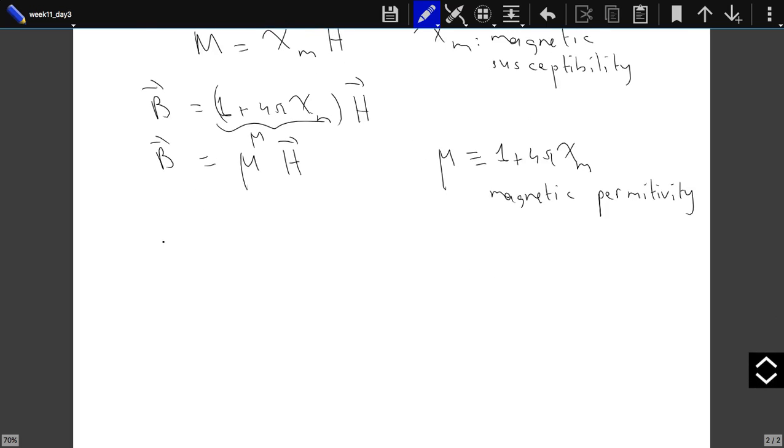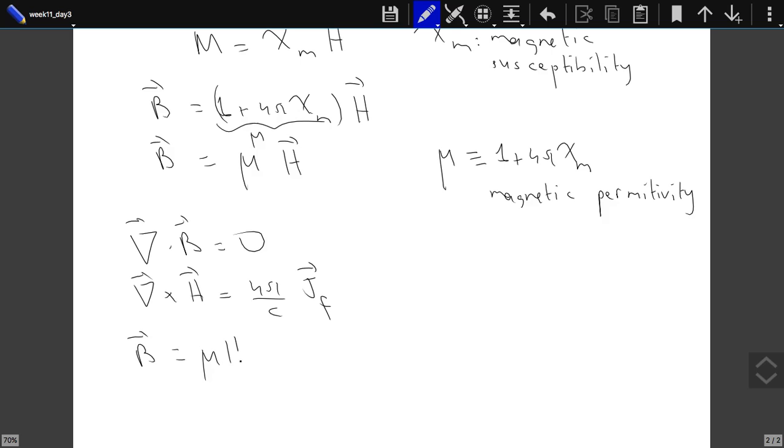So we already know our equations. We know that the divergence of B is equal to 0. The curl of H is equal to 4 pi over C J free. We know now the relation between the B and the H fields. And given the boundary conditions, we can solve this. That's basically what we will do, a couple of examples today.